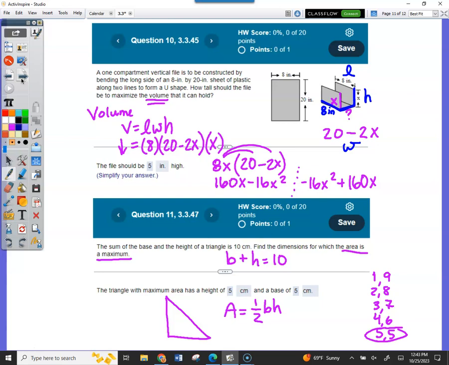Number 11, I was just reminding you of the formula of the area of a triangle in case that has left your memory because it's been a while. A is one half base times height.